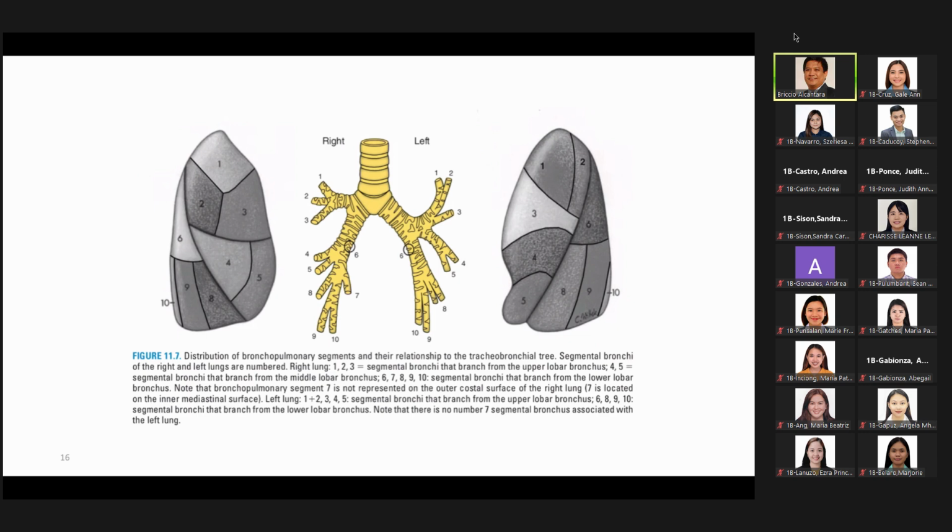So as the bronchi develop, they expand laterally and caudally into a space known as your primitive pleural cavity. So remember, your tertiary bronchi, you have 10 on the right side and 9 on the left side. Why 9 on the left side? Because of your developing heart.